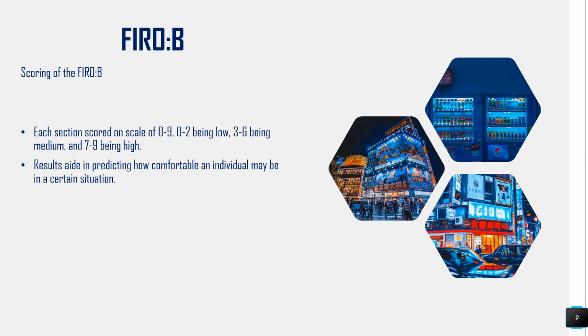In the FIRO-B, each section is scored on a scale of 0 to 9, with three different categories based on the score. The three categories are 0 to 2 being low, 3 to 6 is medium, and 7 to 9 is high. The results of the test can then be used to aid in predicting how comfortable an individual may be in a certain situation while having to be interactive.